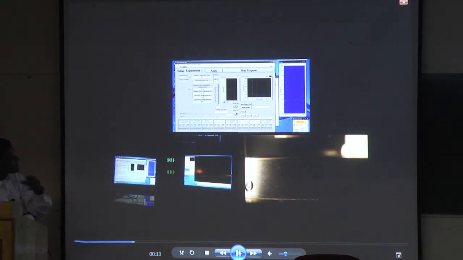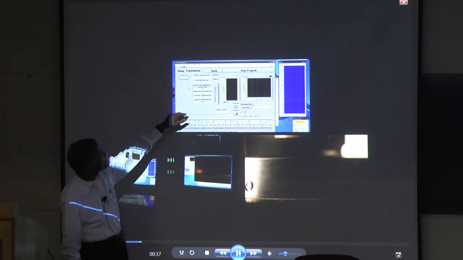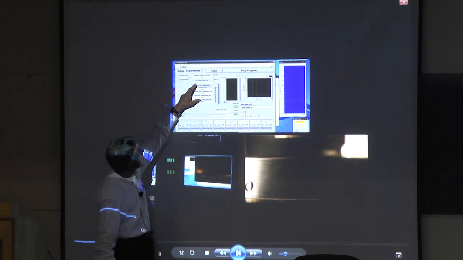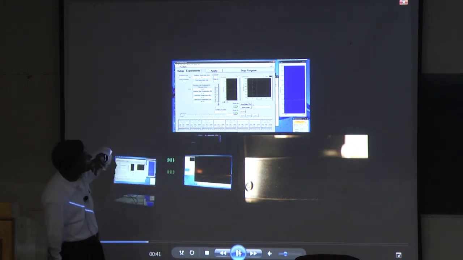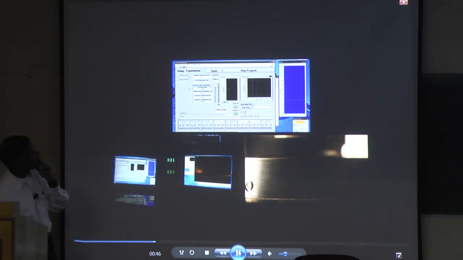Now you can see that's the counterflow burner. So we are establishing the conditions. This is the computer controlled strain rate, oxygen mass fraction. Everything is controlled by the computer. Now, that's the liquid level adjuster.